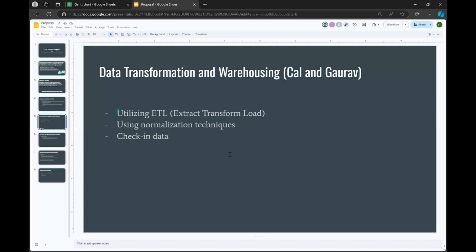And next comes the data transformation and warehousing. Here we'll be involved with the ETL process. It involves extracting data from different sources and transforming it into a suitable format for analysis, and then loading it into a warehouse. This step ensures that we have clean and well structured data.